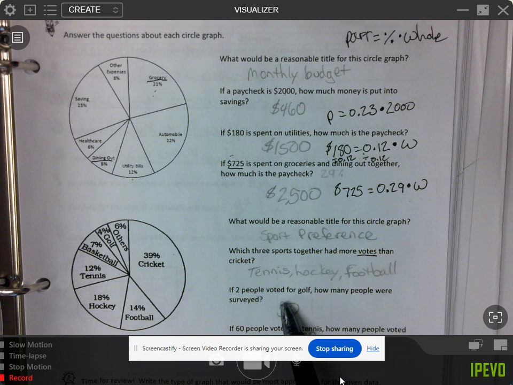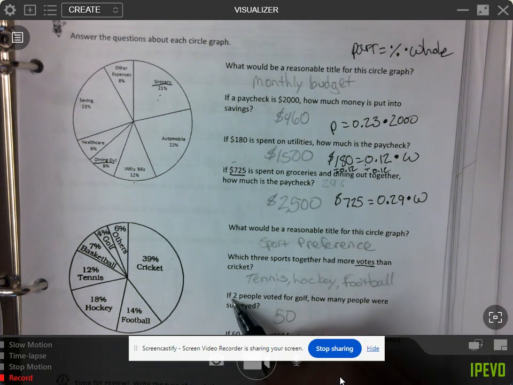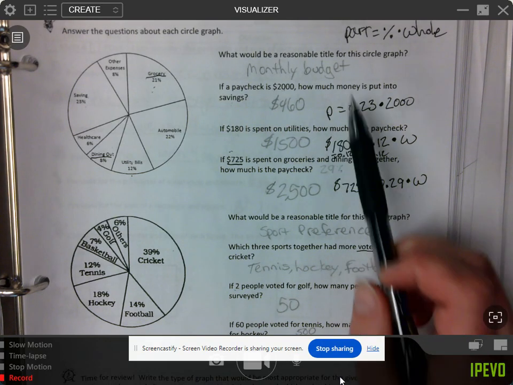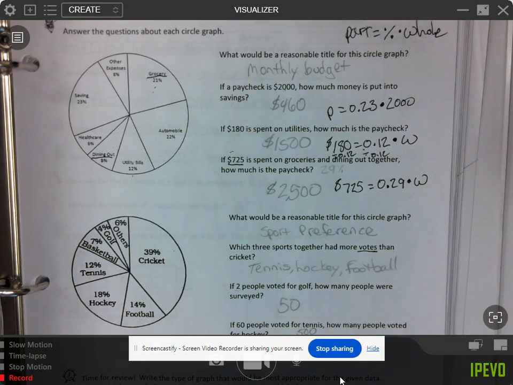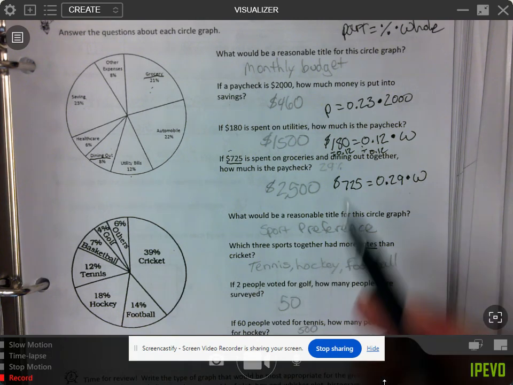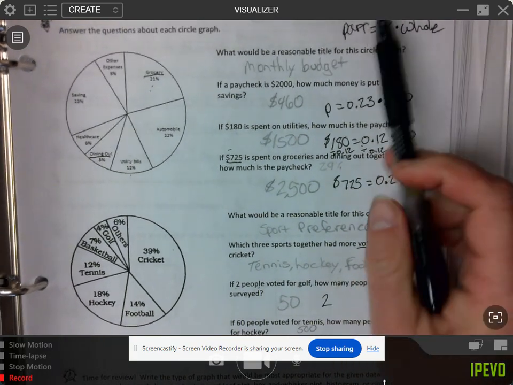If two people voted for golf, how many people were surveyed? So, two people would be what part of our equation? Would it be the part, the percent, or the whole? Two people voted for golf. Two people is the whole. Two people, can people be a percent? What's the last section? The part. Two people are the part.